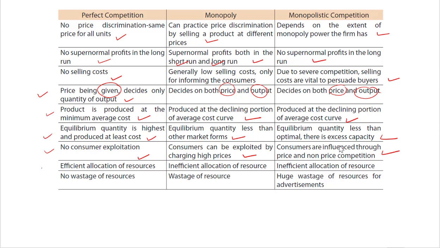In case of perfect competition, efficient allocation of resources is possible. In case of monopoly, inefficient allocation of resources. In case of monopolistic competition, there is also inefficient allocation of resources. In case of perfect competition, no wastage of resources is possible. In case of monopoly, wastage of resources is possible. And in case of monopolistic competition, huge wastage of resources for advertisement purposes.